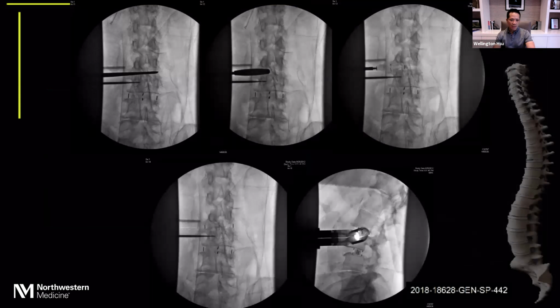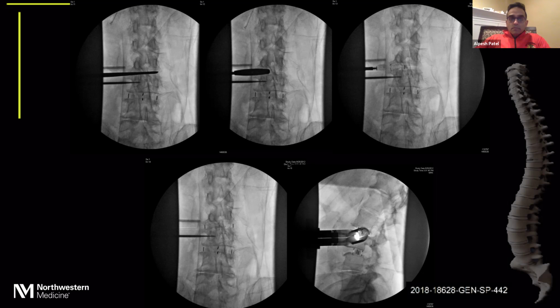This is an example of a 2-level. It's done through the same incision, and retractor time is key here. If you have a retractor time of more than 30 minutes per level, then I think you run into a greater risk of nerve root retraction, nerve root injury, and symptoms afterwards.